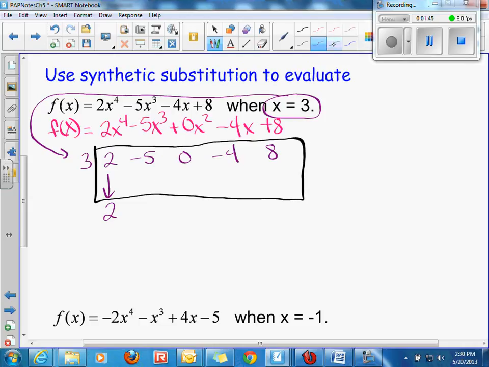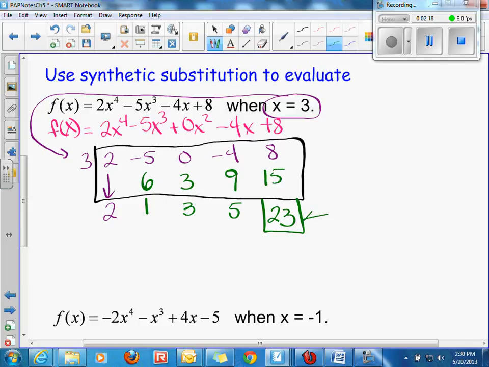So now to do the synthetic substitution, we're going to multiply in and add to get out. So 2 times 3 is 6, and then 6 plus -5 is 1. 1 times 3 is 3. 3 plus 0 is 3. 3 times 3 is 9. -4 and 9 is 5. 5 times 3 is 15. 15 and 8 is 23. So we get 23 when we do that synthetic substitution there.